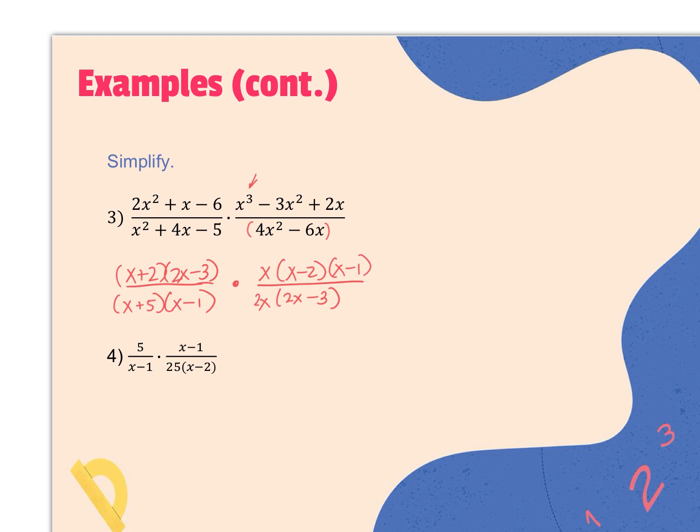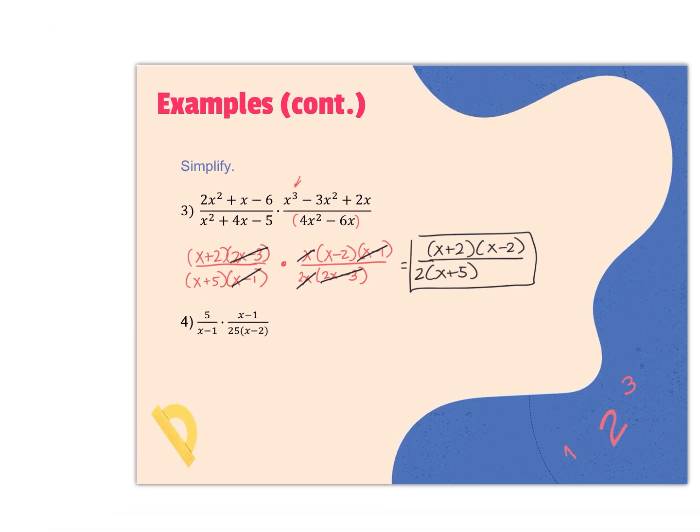So again, I've got a 2x minus 3 and a 2x minus 3. I have an x minus 1 and an x minus 1. I have an x and that x down there. So if I'm looking at this correctly, I see that I have an x plus 2 left over on the left, an x minus 2 left over on the right, and an x plus 5 at the bottom, and a 2. That 2, I kind of like to put it in the front. And so that is the final answer to that problem.